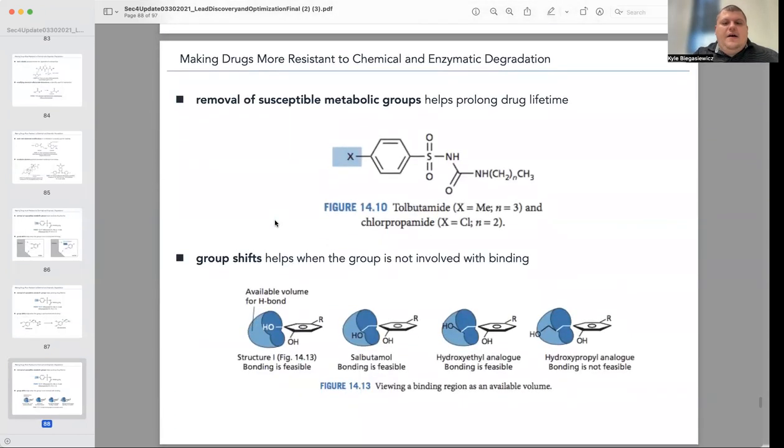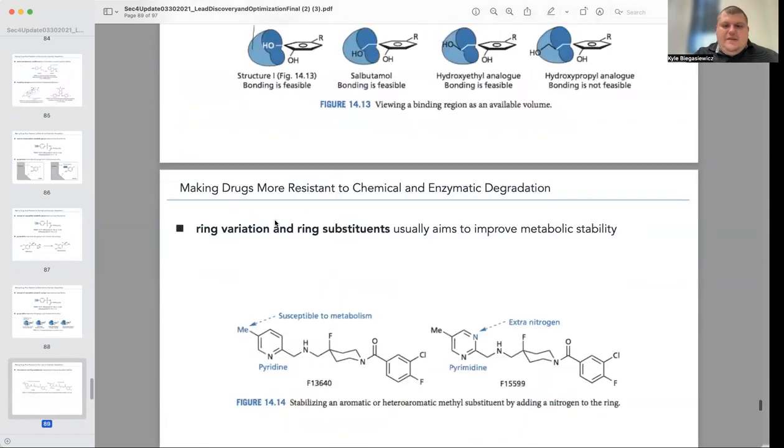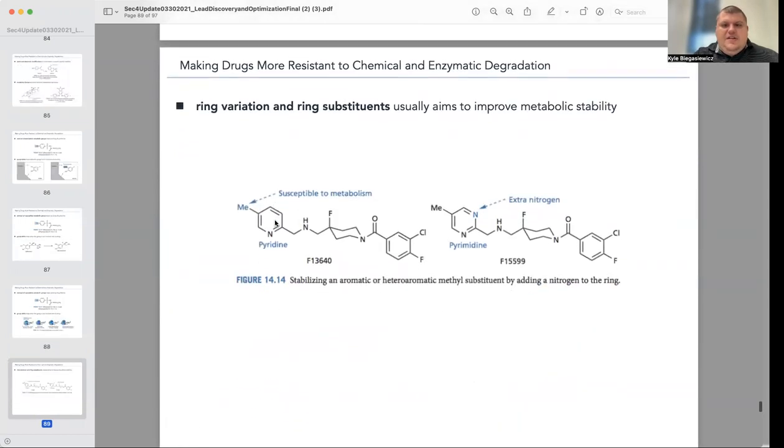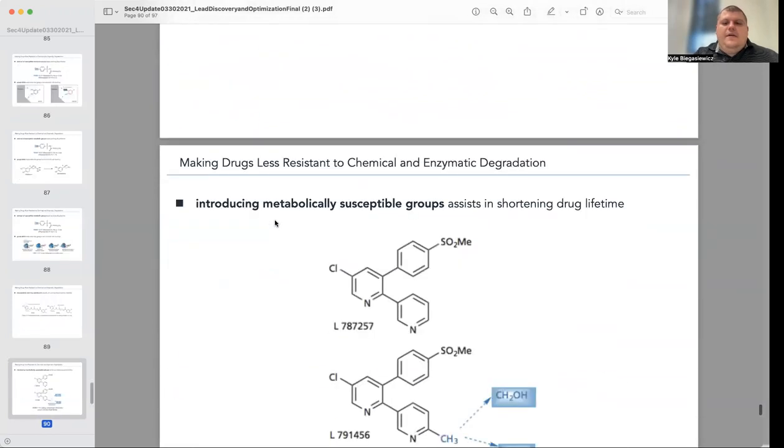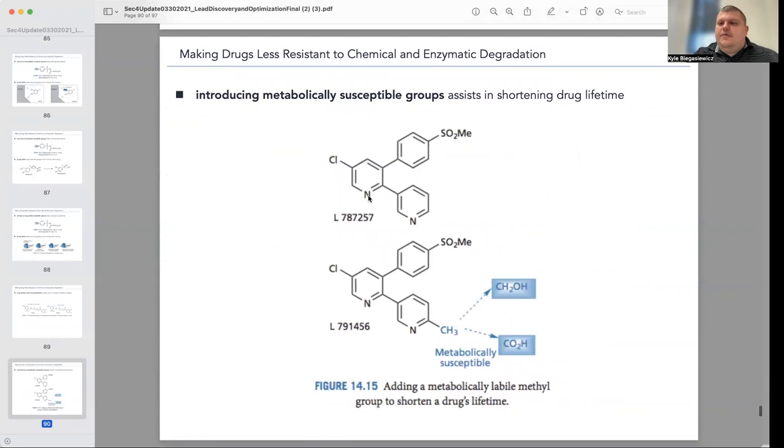88. We're not going to talk too much about group shifts on this one, truthfully. So I wouldn't worry too much about that. 88. Ring variation may come up. 89. Introducing metabolic susceptible groups, assisting in shortening a drug lifetime would be another strategy, right?